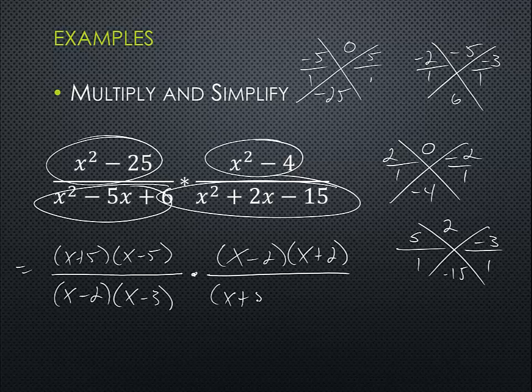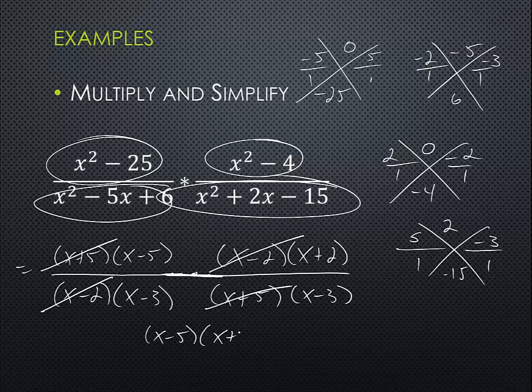So now combine your divide lines, and then cancel. So we have x plus 5 and x plus 5, x minus 2 and x minus 2. And that's it. So what's left is x minus 5 times x plus 2 divided by x minus 3 squared.